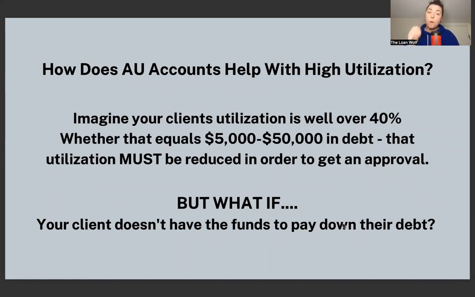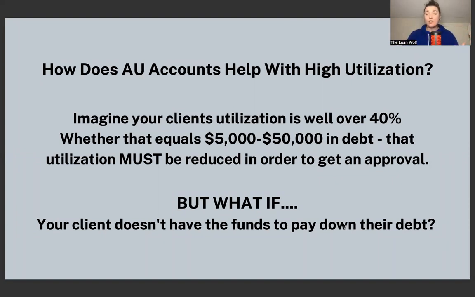So again, I want you to imagine that your client's utilization is well over the 40%. 40% is usually that max number that the financial institutions want to see. So whether that equals $5,000 or $50,000 in debt, that utilization must be reduced in order for you to get an approval. But what if your client simply doesn't have the funds?